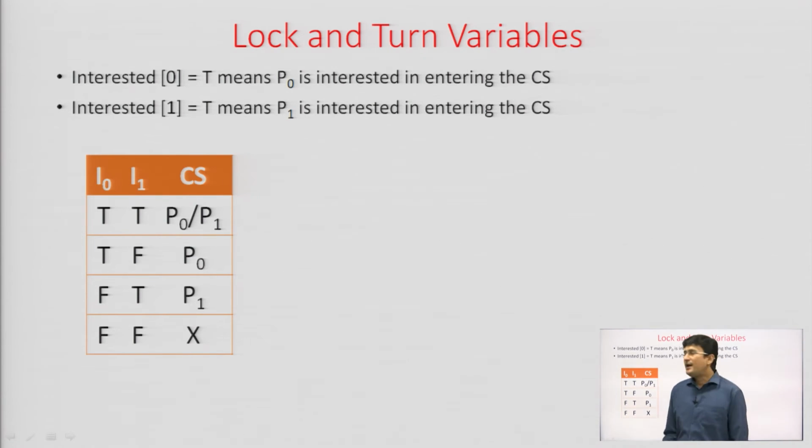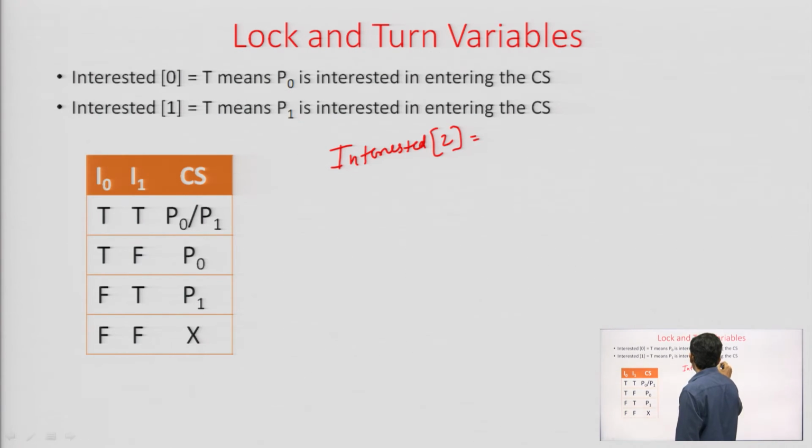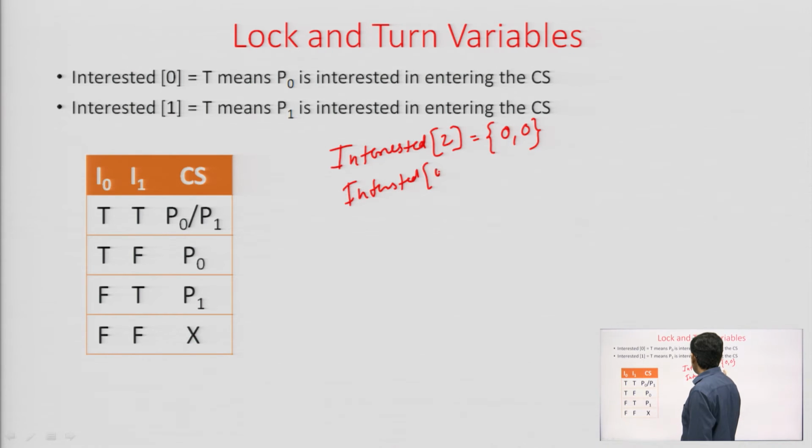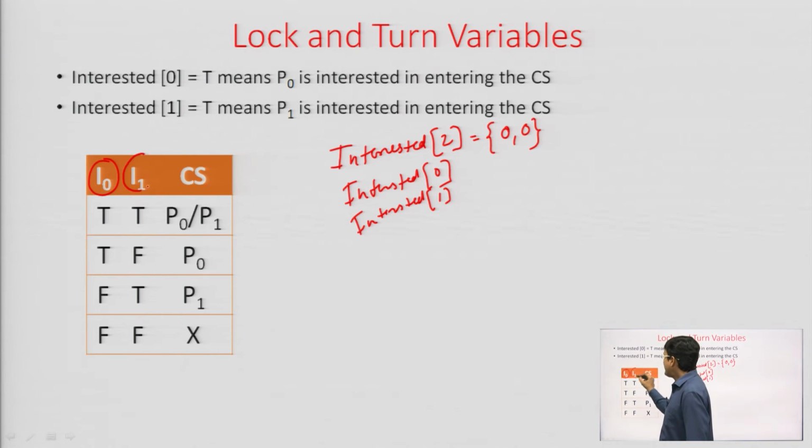So, let us say we have the interest array or interested array, and it has two values, okay, and both are initialized to 0. It means that none of the two processes want to enter the critical section. Okay. So, interested 0 means the process number 0, and interested 1 means process number 1. In short, you can write I0 and I1. So, I0 true and I1 is also true.